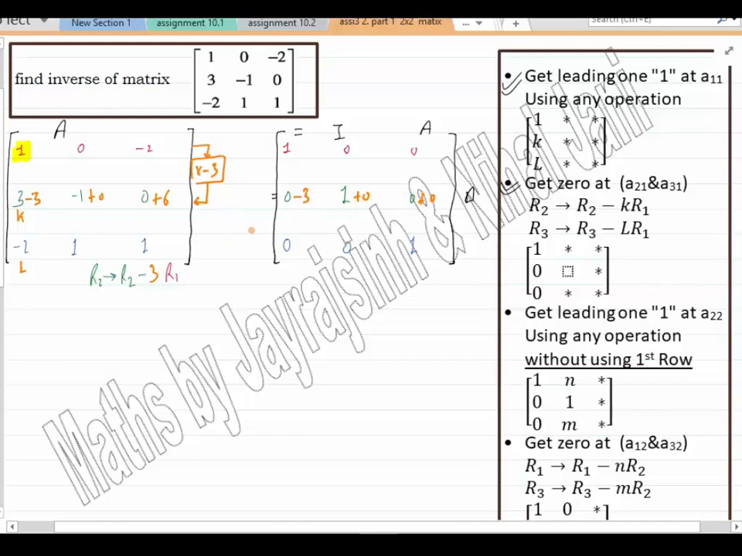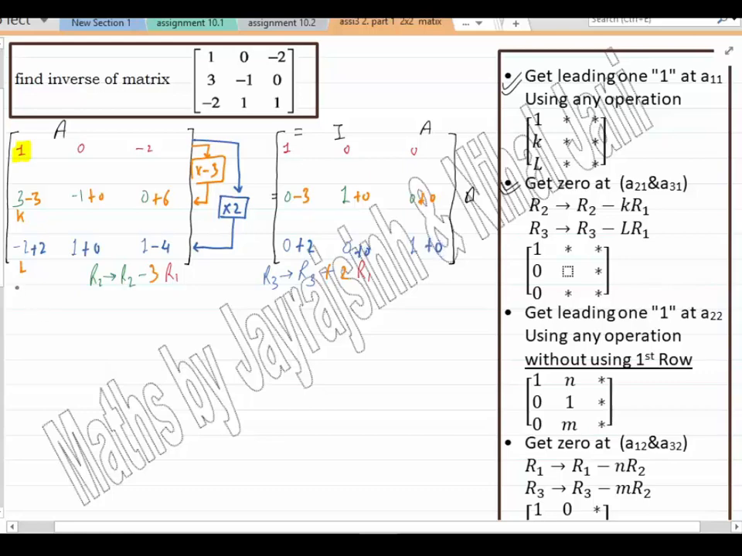Now the second operation, which is R3 gives R3 minus L, which is minus 2, so it will be plus 2 R1. So here the first row will multiply with 2 and add into the third row, which will give us plus 2 plus 0 minus 4. Same thing on the right side will give us plus 2 plus 0 and plus 0.